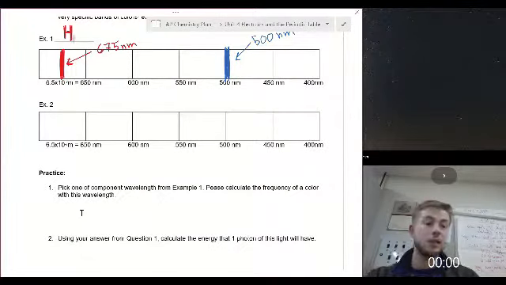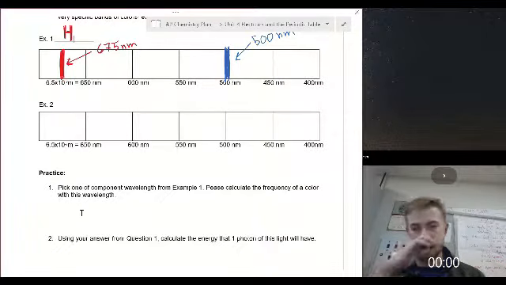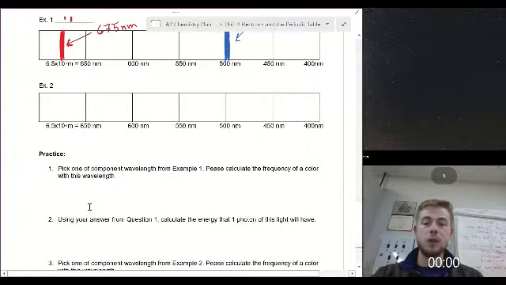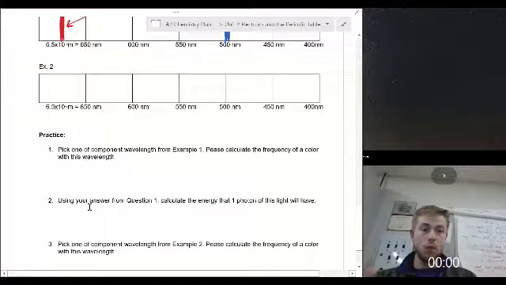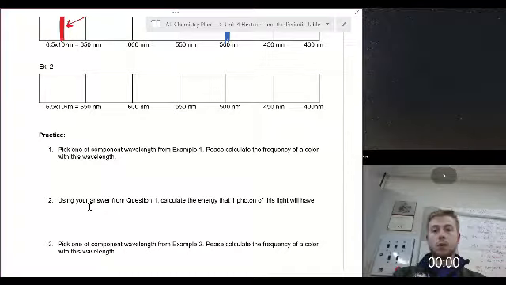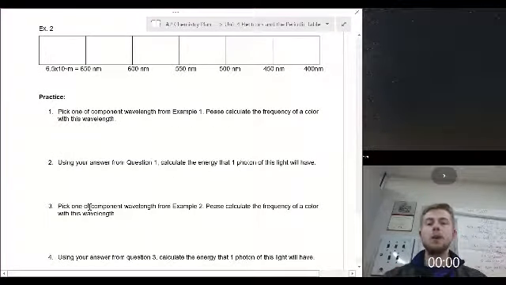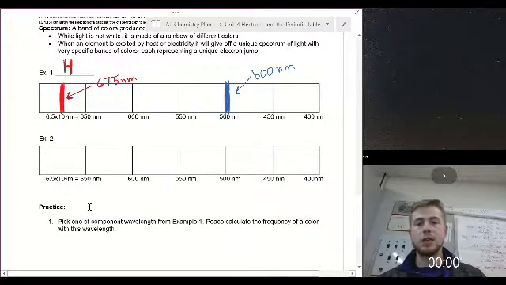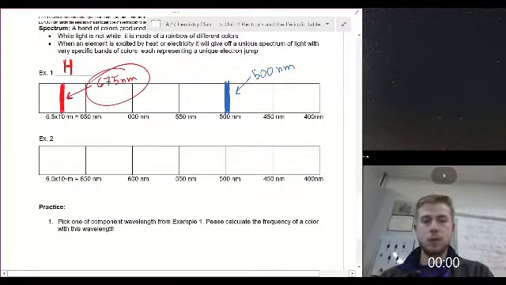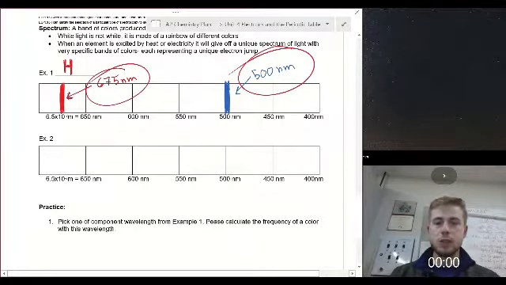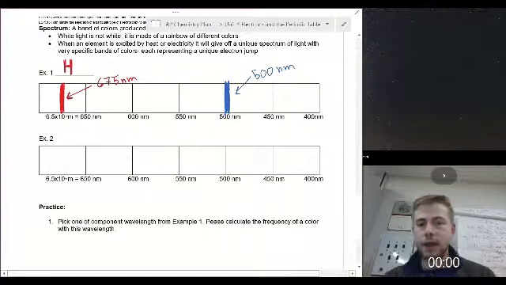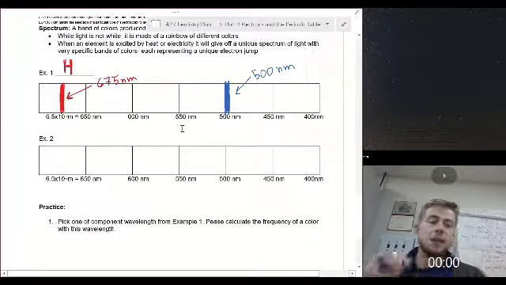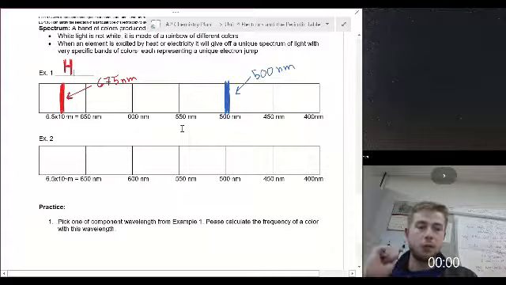Okay, so now that we've actually got some wavelengths, we can do some stuff with it. We can do some math problems with this. And so I'm going to do one with you, and then you'll do the last two yourself. Okay, so if you scroll down to practice, it says pick one of the component wavelengths from example 1. So that would either be 650 nanometers or it would be 500 nanometers. Okay, so I'm just going to pick 500 nanometers because it's a round number. Okay, so it says pick one, and please calculate the frequency of a color with that wavelength.